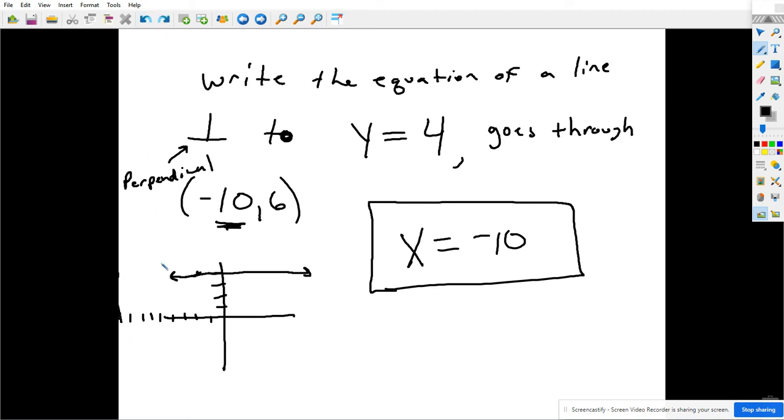Let me do another one. Okay. We'll go straight up and down through this point. Running right along there. And if that line extended, see, it would form a nice 90 degree angle. So the answer to that is x equals -10.